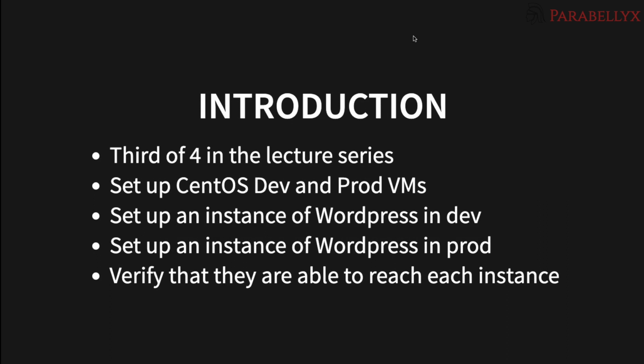This is the third of our 4 lecture series on using Ansible and Fortinet to make a solution for a DevOps environment. In this tutorial, we're going to set up CentOS dev and prod virtual machines. Then on the dev machine, we're going to install a WordPress dev instance, and we're going to install a production WordPress instance on our prod VM. And then we're going to verify that we're able to reach each of them.